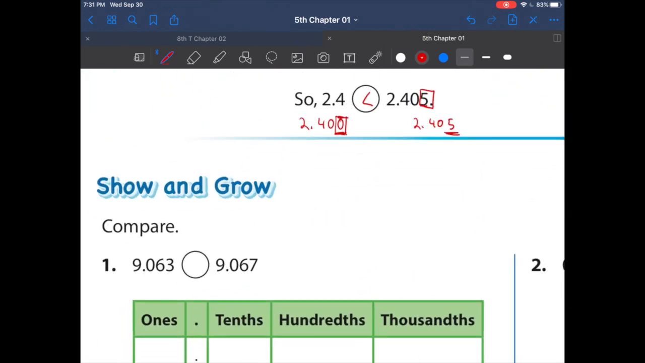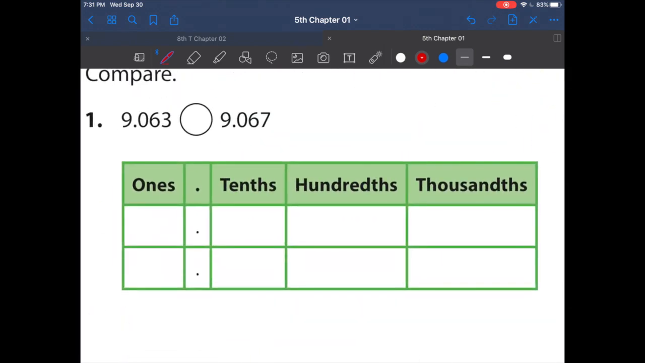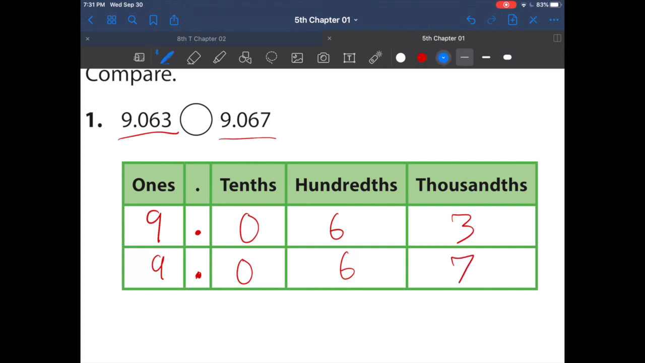All right, let's do some more practice. This time I'm going to put it in this box. I'm going to give you an opportunity to write this down if you can. So I'm going to start off with this number. I have 9.063. And then I have this number right here, 9.067. Remember, we're going to start from the left side, and we're going to try to see which one is bigger. So those are the same, the same, the same, and then check this out right here.